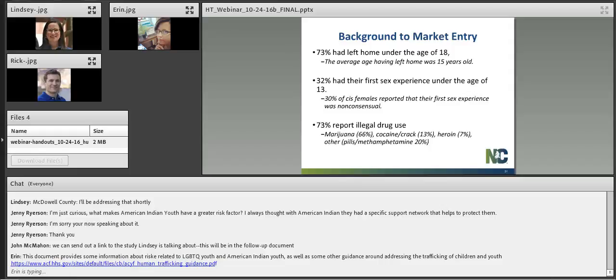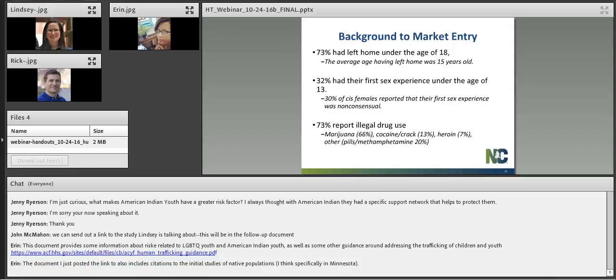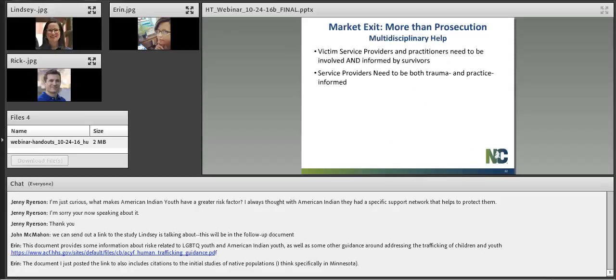73% reported illegal drug use. So 84 was drug and alcohol, but 73% illegal drug use, and there's a breakdown here of the types of drugs that the youth disclosed that they were using during their exploitation. A little bit more about that study.